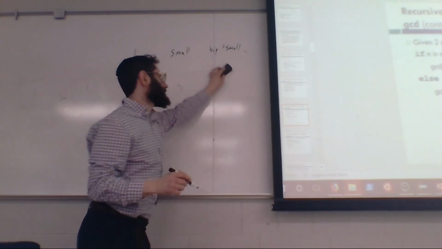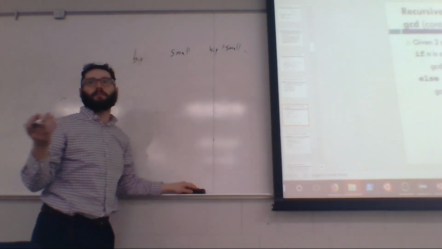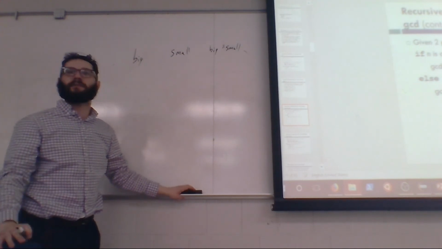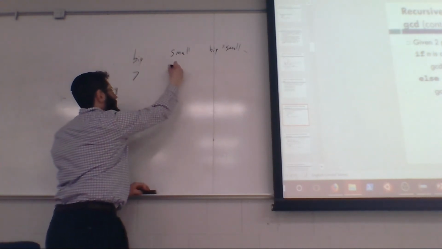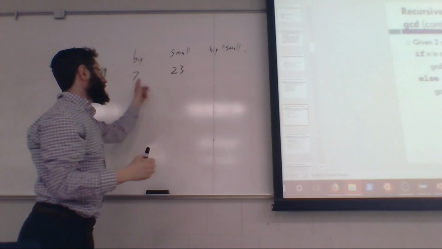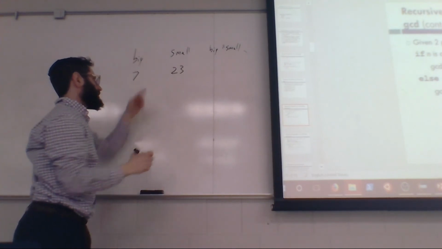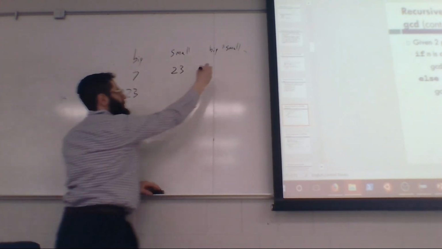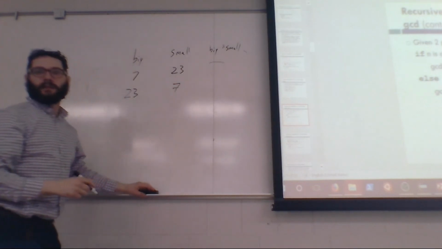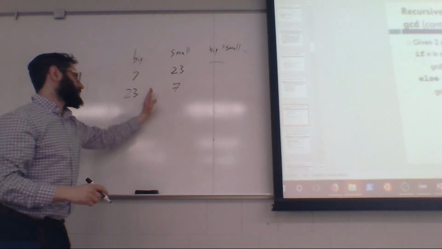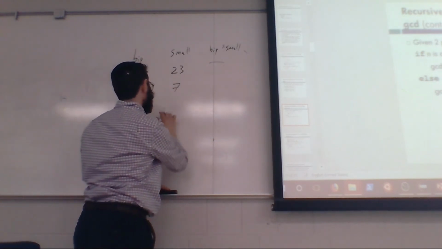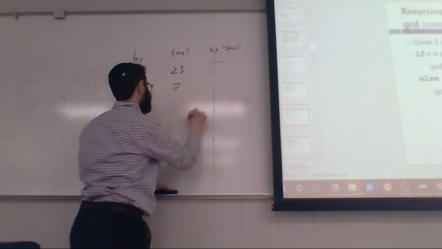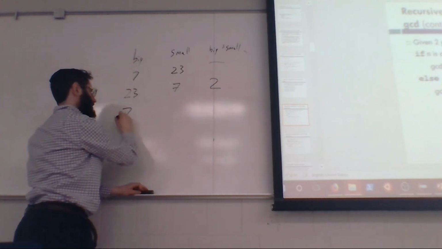Okay. Actually, just give me two numbers. 7, 23. 7 and 23. Okay. So small is bigger than big, so I'm going to swap them. Right? So 23. Does 7 divide 23? No, it does not. So what is 23 mod 7? 2. So now for the next iteration of the algorithm.